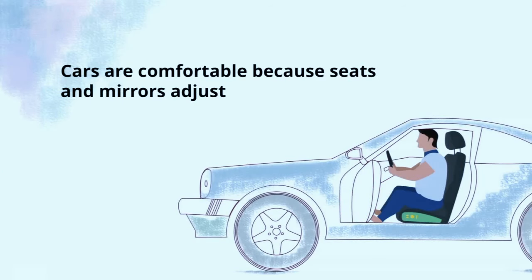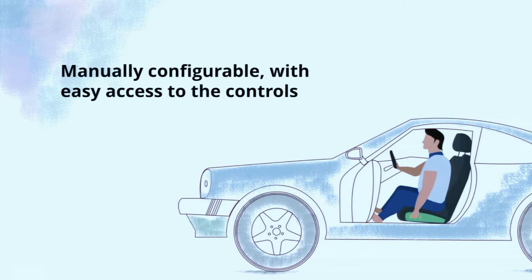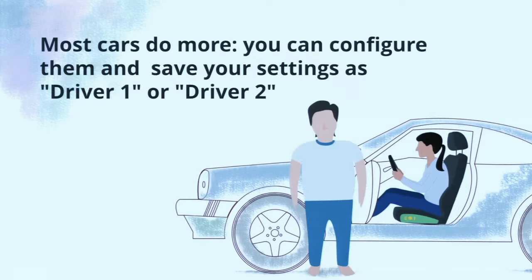Cars are only comfortable because the seats and mirrors adjust. In lower-end cars you manually configure all the controls. But in a more advanced car, and most cars these days, you have driver 1, driver 2 settings. You set your preferred seat position and mirror location, and it remembers them and adjusts automatically when you later pull up driver 1 or driver 2. I only figured out a couple of years ago that my car had it. A lot of us never even look at these features.